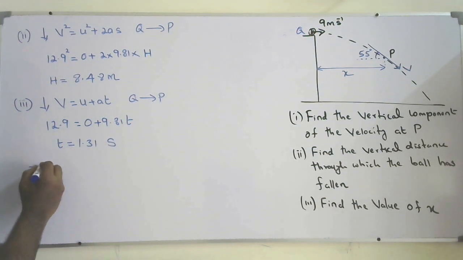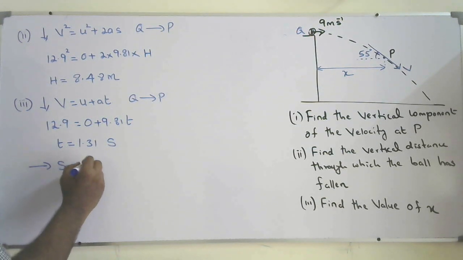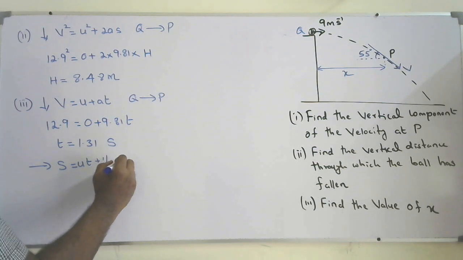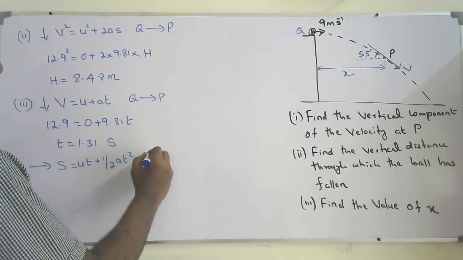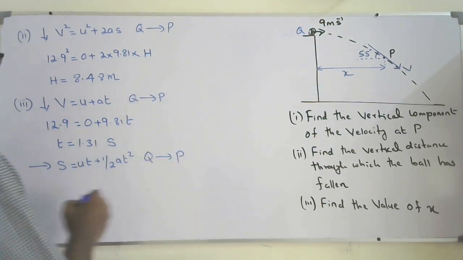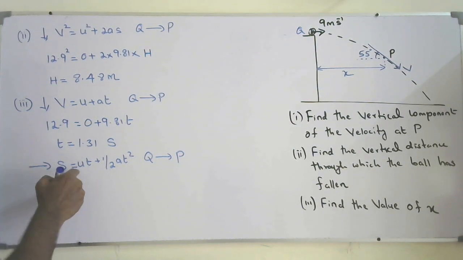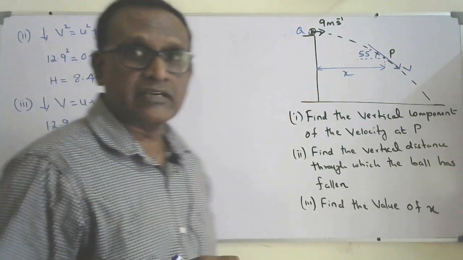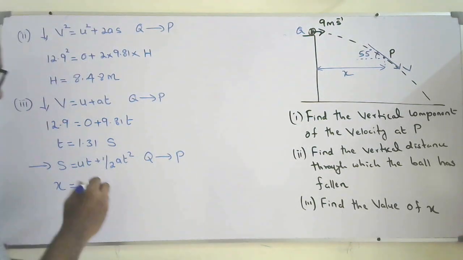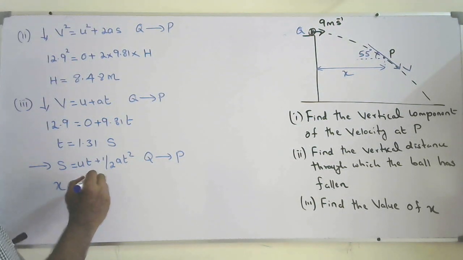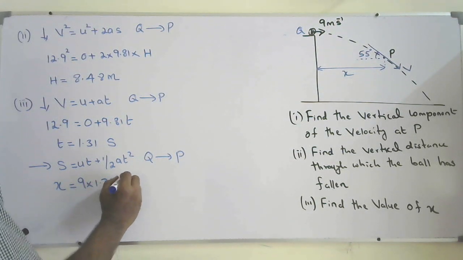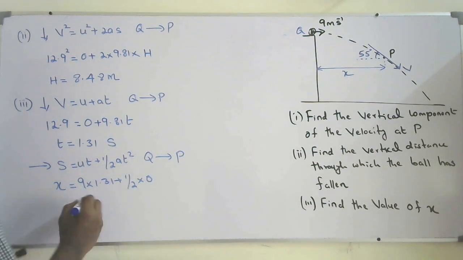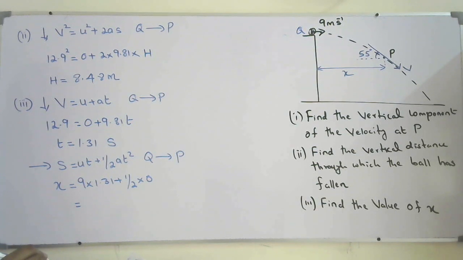Now use horizontally s equals ut plus half at squared, also for the motion from Q to P. So x equals, the velocity in the horizontal direction remains unchanged, that is 9, so 9 into the time 1.31, plus half, acceleration horizontally 0. So that will be 11.8 meters.